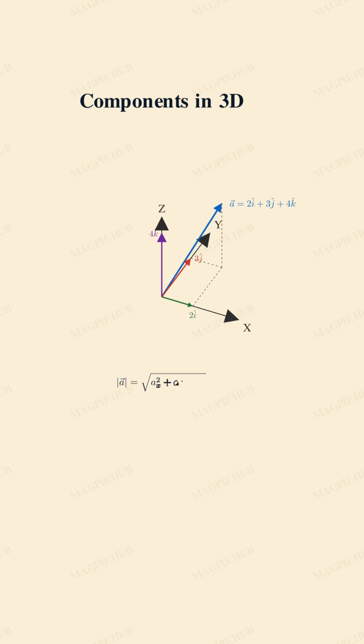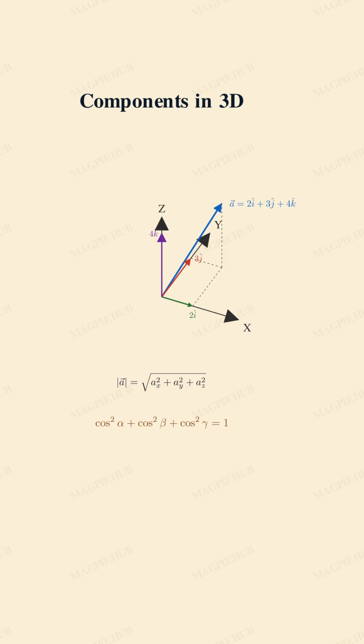In 3D we add a third unit vector, k hat, along the z-axis. Any vector in space is written as A equals ax i hat plus ay j hat plus az k hat. The magnitude is the square root of ax squared plus ay squared plus az squared. The direction cosines are cos alpha equals ax over |a|, cos beta equals ay over |a|, cos gamma equals az over |a|. And importantly, cos squared alpha plus cos squared beta plus cos squared gamma always equals 1.